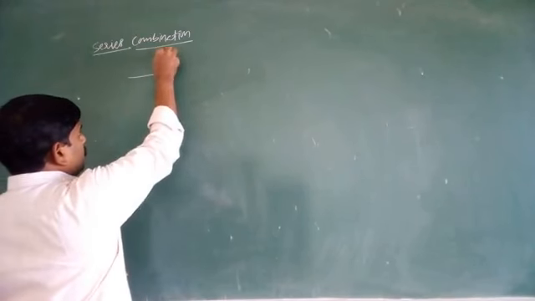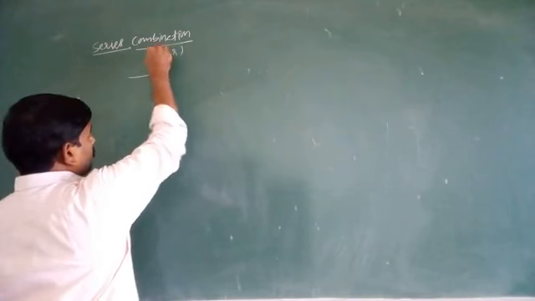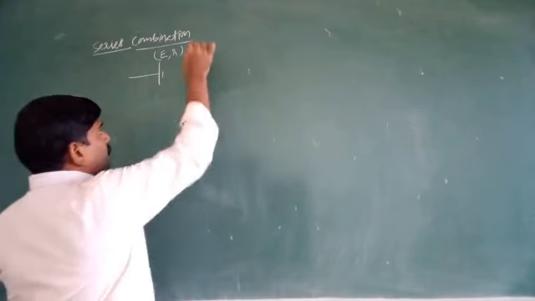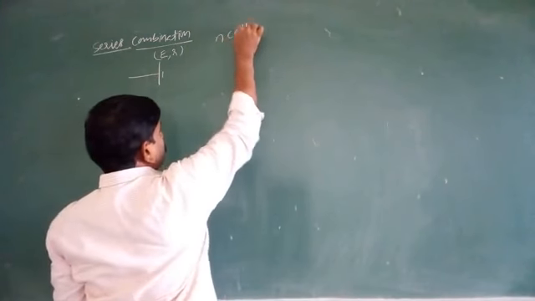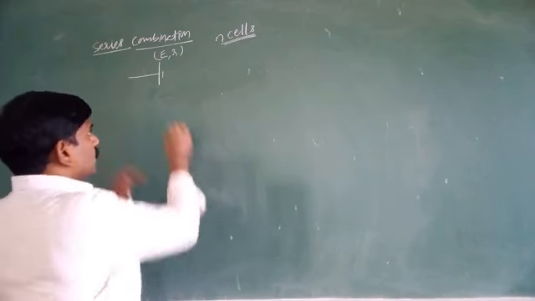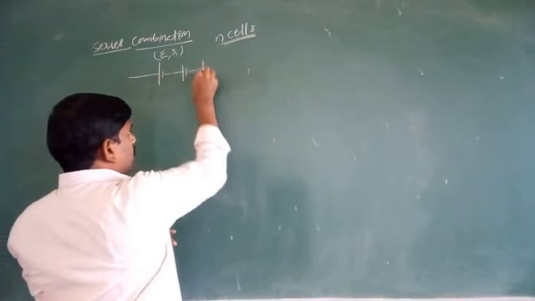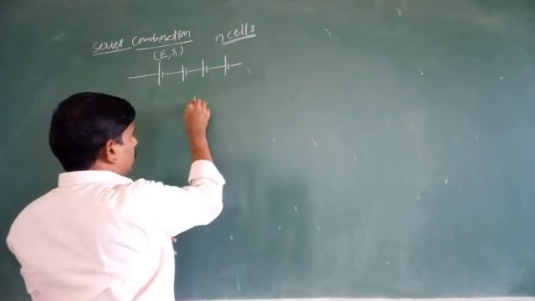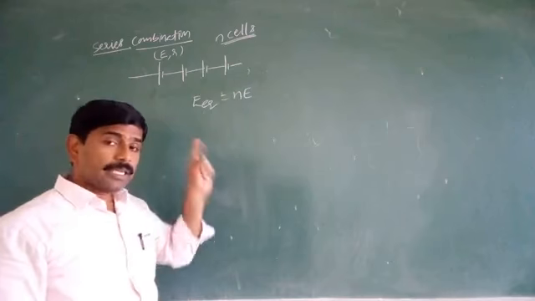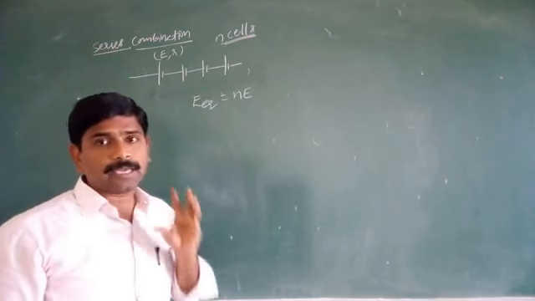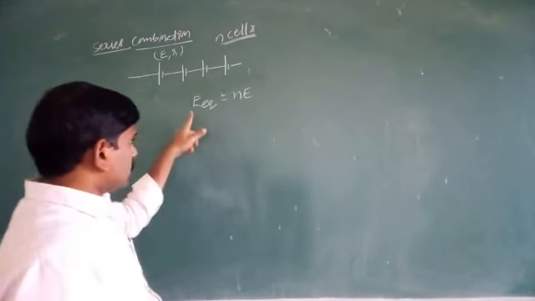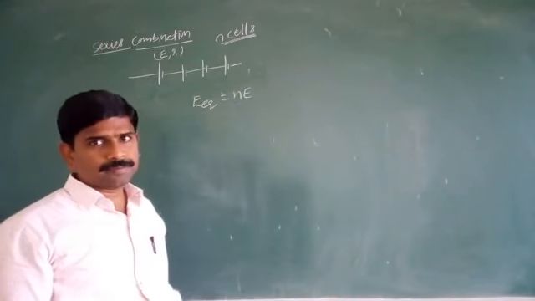Here, this is the cell having EMF E1 and internal resistance R1. Such type of N cells are there. If all are connected in the helping manner, the equivalent EMF of the series combination of the N cells is E equivalent equal to N into E, that is E equivalent is equal to NE.